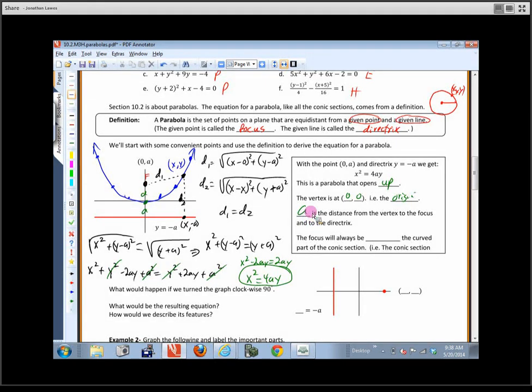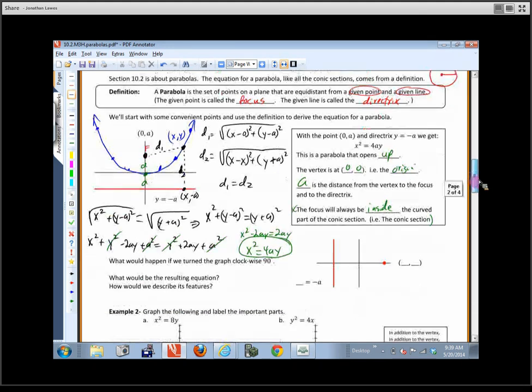Okay, and this is an important thing. Oops, looks like I missed a set of parentheses there. The focus will always be inside the curved part of the conic section. So you'll notice how this curves around right here. It's going to be inside that curve, okay? All conic sections wrap around the focus or the foci or focuses, if you want to call it that, okay? And that's true of all of them. Any questions?